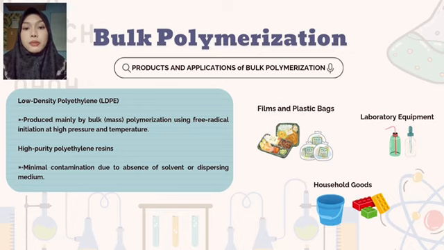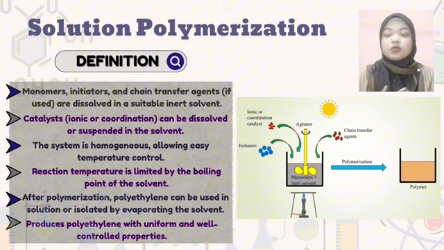Second, laboratory equipment, such as water droppers for non-aggressive chemicals. Lastly, household goods, for example, buckets and plastic toys. Next, we go to the second polymerization method, which is solution polymerization.